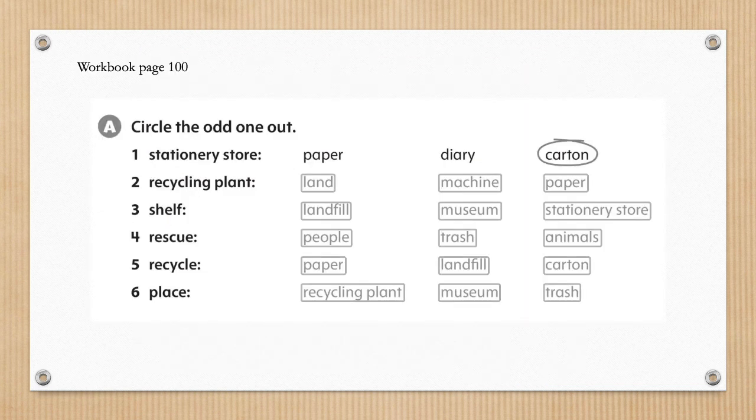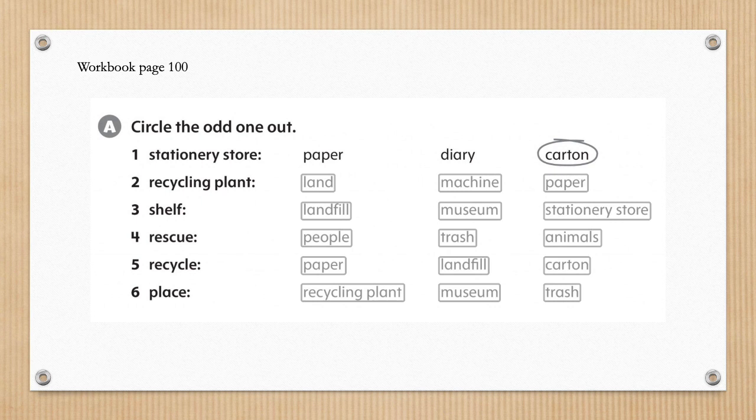Students, please can you open your workbook to page 100. Once you have opened your book, please start with activity A. This is where we need to circle the odd one out. Remember, the odd one out means that it is the different word in the sentence. It is a word that does not fit properly with the other words.